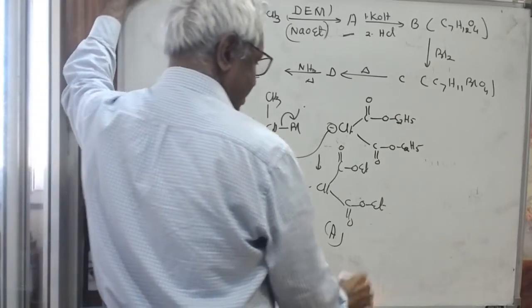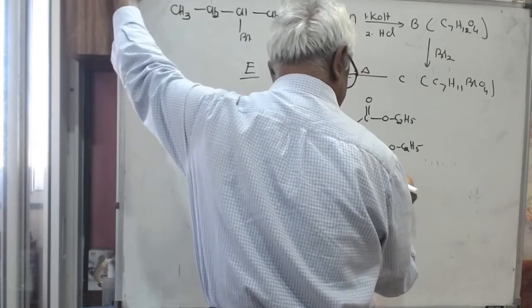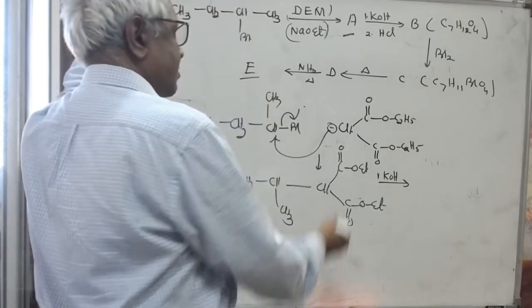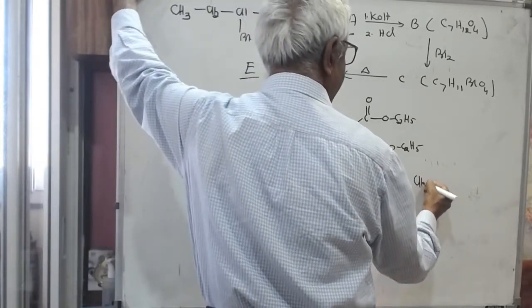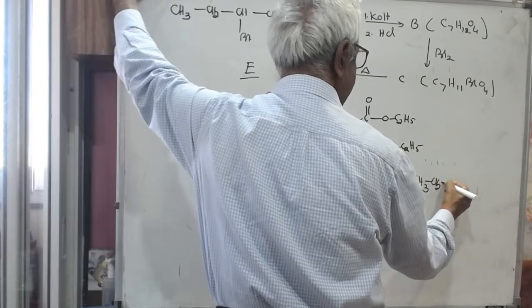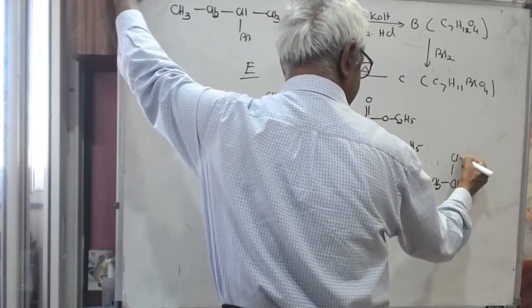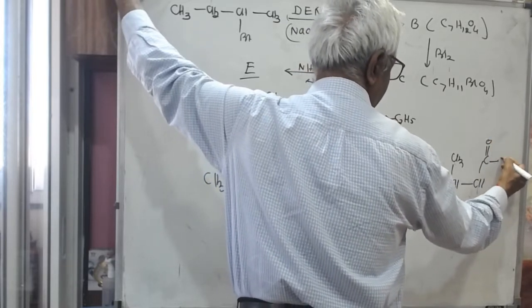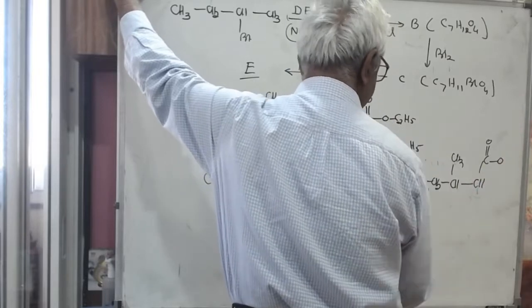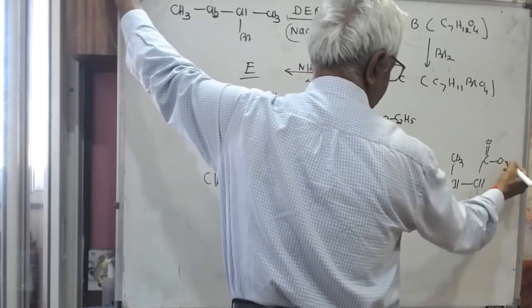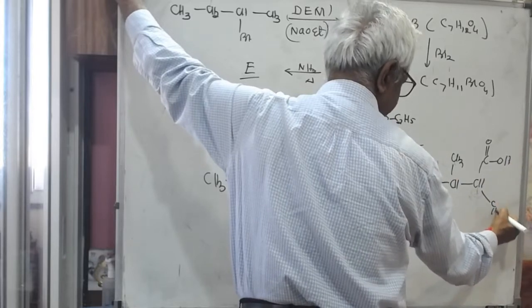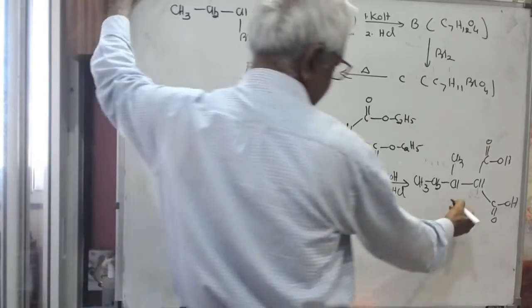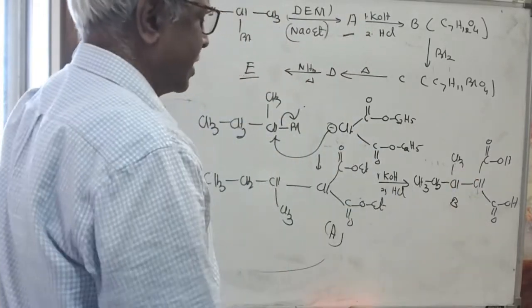A is reacted with KOH. KOH is a base. What does the base do? The ester will hydrolyze, and the sodium salt will form, and with HCl it will become acid, CH3CH2CH(CH3)CH(COOH)(COOH). So this is B. You have got B.